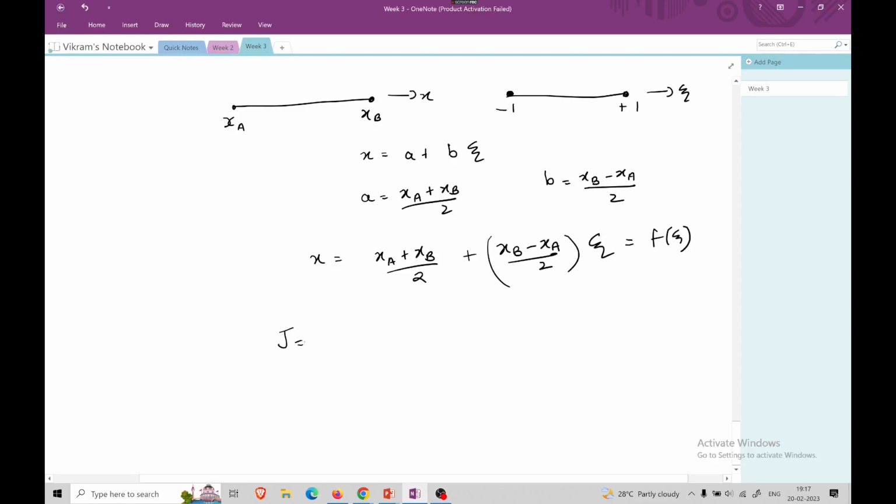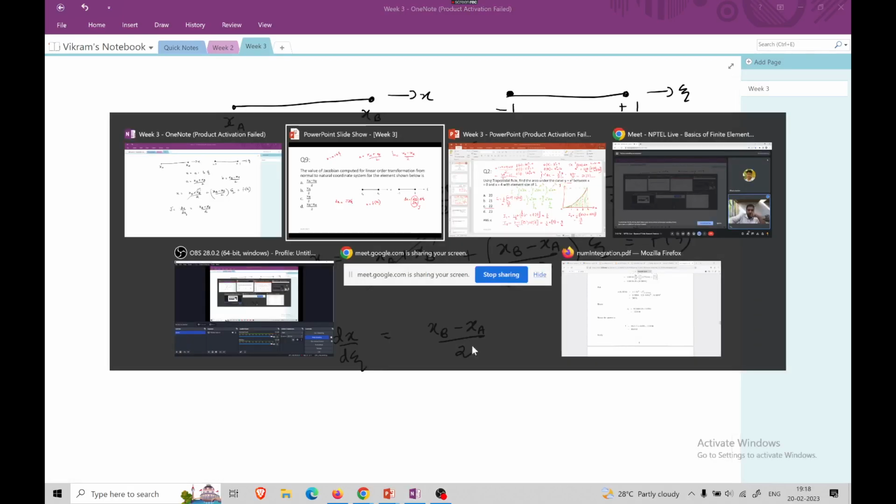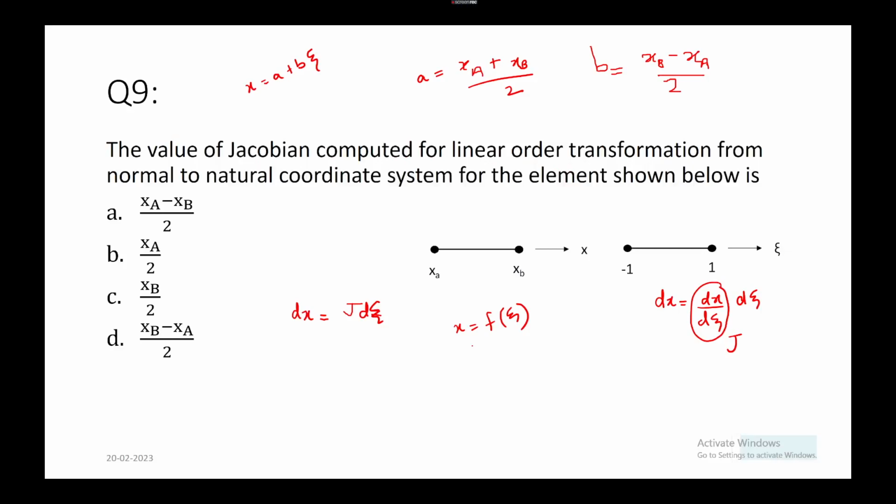Now what is my Jacobian? Jacobian is dx by d eta. If I differentiate this expression with respect to eta, the constant term will vanish and the coefficient will remain, xb minus xa by 2. So this is my Jacobian. So what is the answer? Answer is D, xb minus xa by 2. Any doubts? This is a linear transformation and we found the magnitude of the Jacobian associated with this transformation.